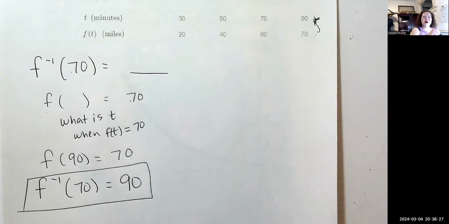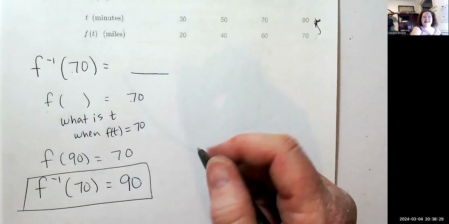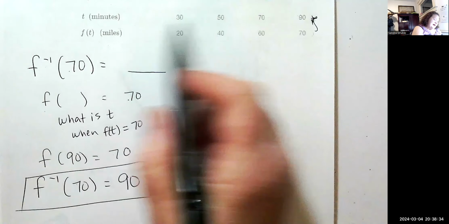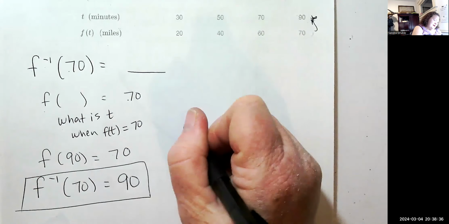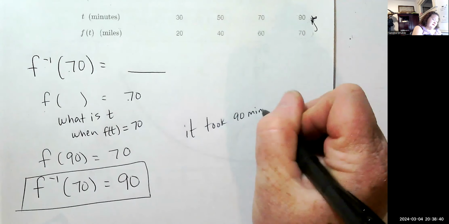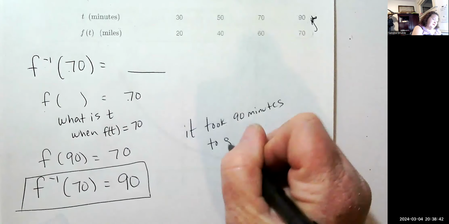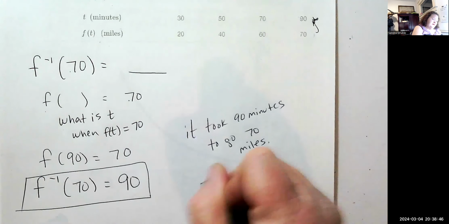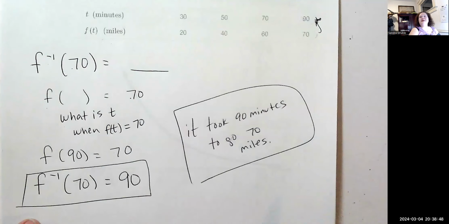Go back and pause, go back and see what I did again if you were confused by that. What this means is, because the 90 is in minutes, it took 90 minutes to go 70 miles. Okay, that's what that means. Let me know if you have any questions about that.